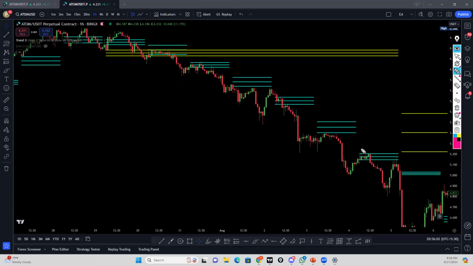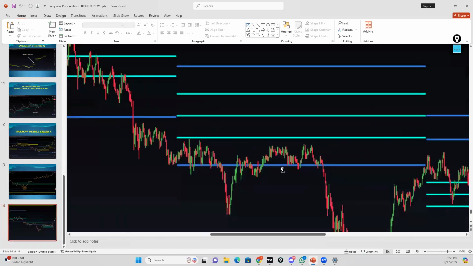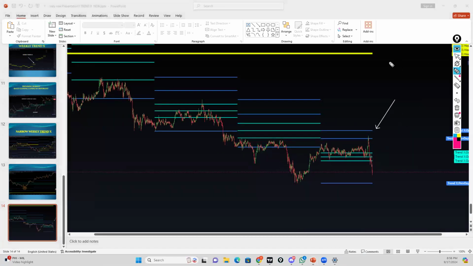Sometimes we see candles above the daily trend X. When we see that, we look for our short positions from the previous day high and R1, yesterday's high and R1. So we'll go back to our slides. All right, here we have one chart. You can see, guys, this is our weekly trend X. From the daily trend X we are looking at short positions. If the candles are above the daily trend X, then we look for short positions from R1 and the previous day high.